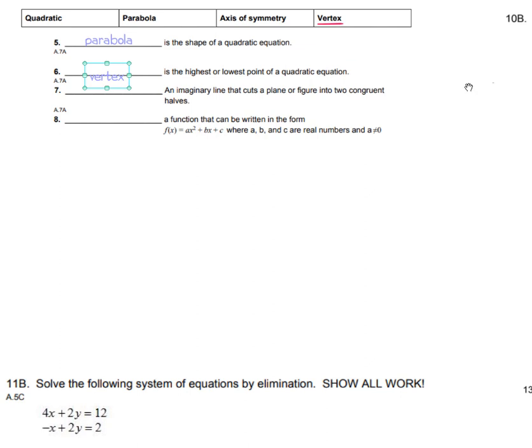The next one says an imaginary line. Sorry, let me just move that line. An imaginary line that cuts a plane. Oh, what on earth happened there? Oh boy, I didn't mean to do that. Let me try that again. All right, vertex.